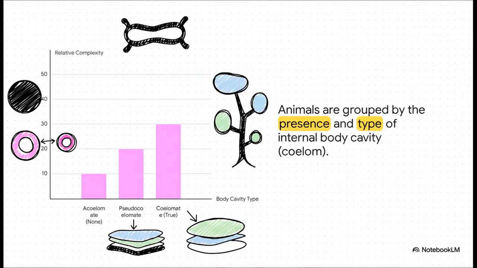And it turns out there are 3 possibilities here. An animal might have no cavity at all. That makes it an acoelomate, like a flatworm. Or it might have a sort of false cavity, a pseudocoelom, which isn't completely lined by that mesoderm tissue.